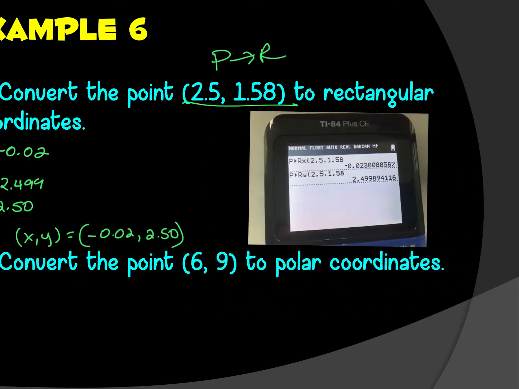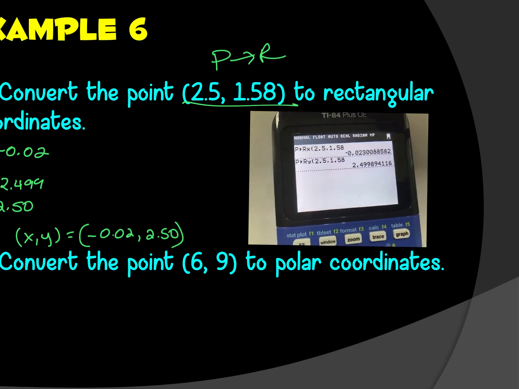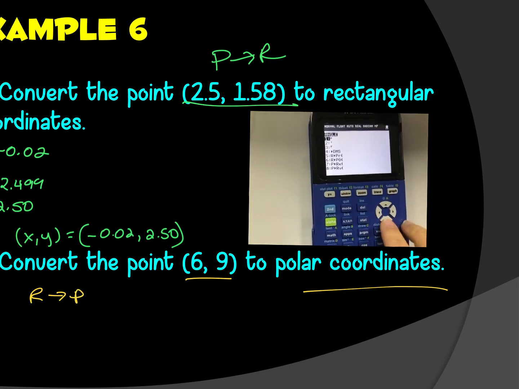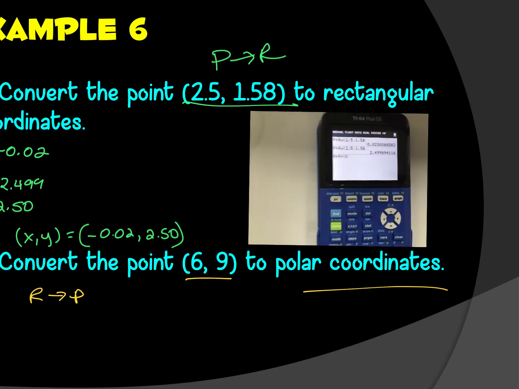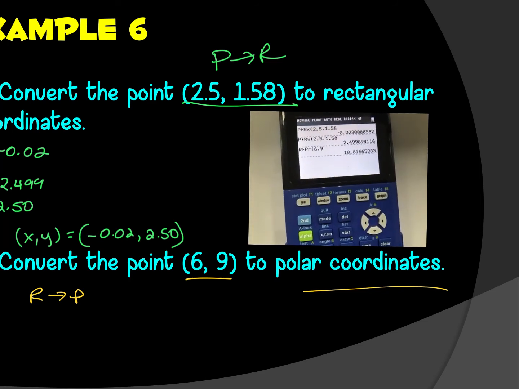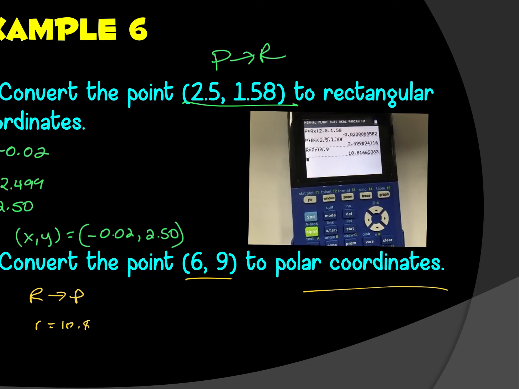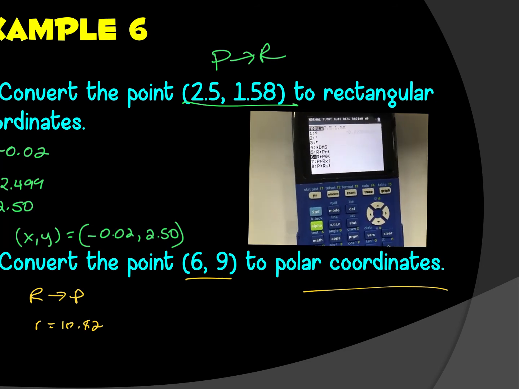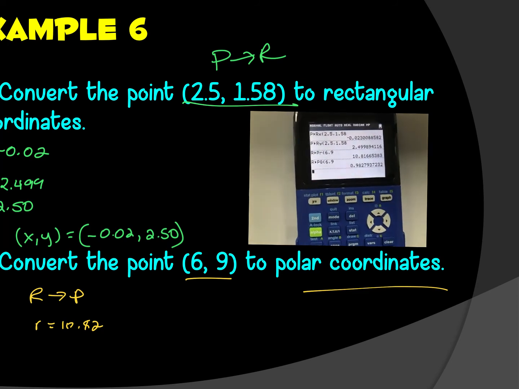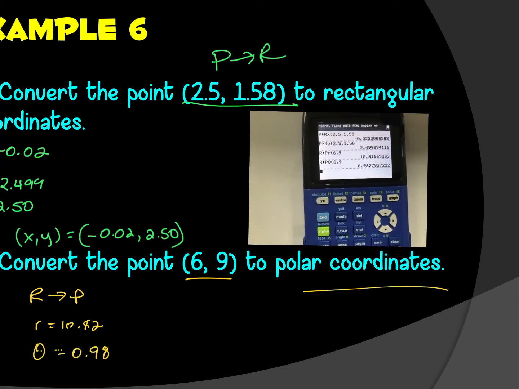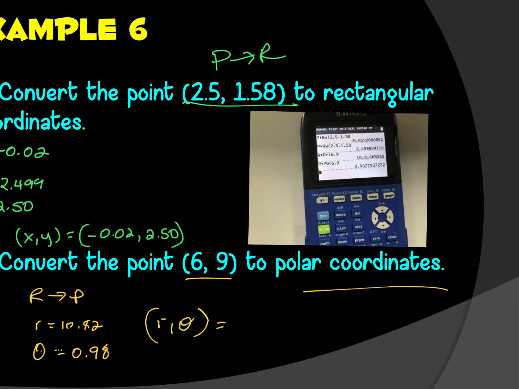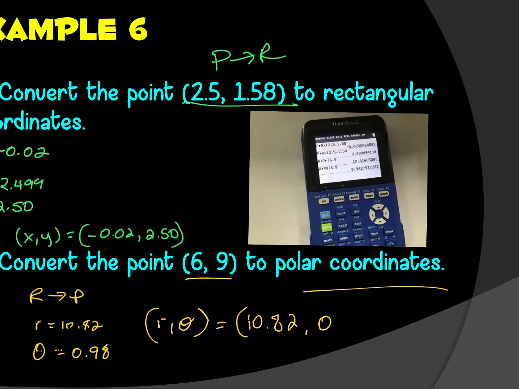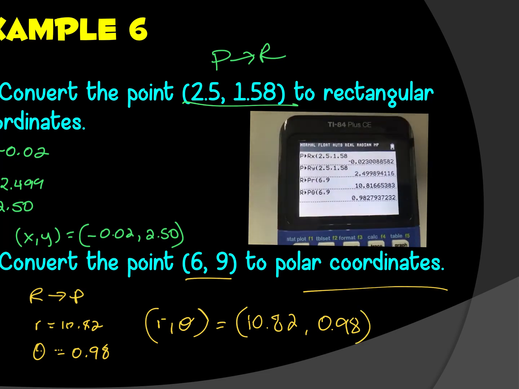Okay, so now I'm going the reverse for B. Convert the 6, 9 to polar. So now I'm going rectangular to polar. Back to that same menu. Rectangular to polar. R is the first thing we're gonna get. 6, comma 9. And I get that R is 10.816, which would be 10.82. Repeat that again. Rectangular to polar theta, 6, comma 9, and I get theta equals 0.98. So my R theta, 10.82, comma, I dropped my Apple Pencil this morning, and now it's acting up. Oh, I'm gonna cry. And I get 0.98.